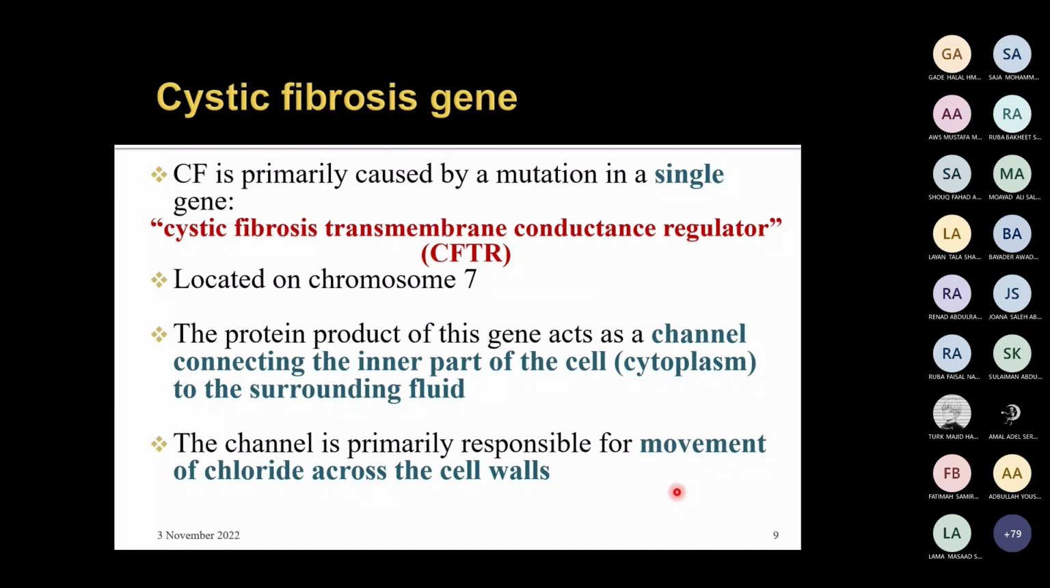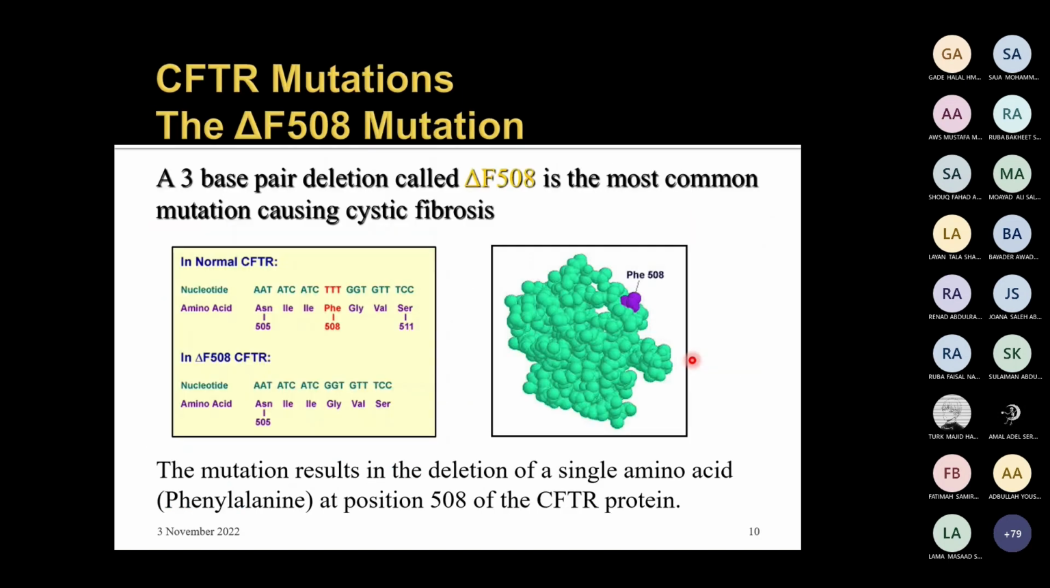In cystic fibrosis, if you want to translate what you have here now into the cystic fibrosis gene, cystic fibrosis is primarily caused by mutation of a single gene. The single gene is called cystic fibrosis transmembrane conductance regulator, CFTR. It's located on chromosome 7. The protein product of the gene acts as a channel connecting the inner part and the outer part of the cell, so it connects the fluid. It is mainly responsible for the movement of chloride across the cell wall.